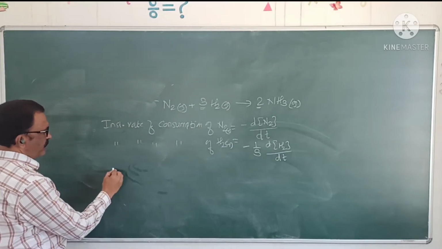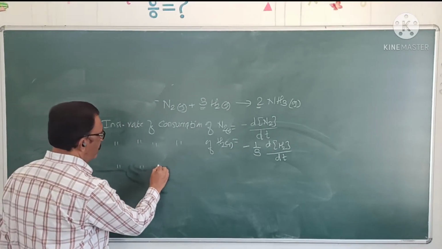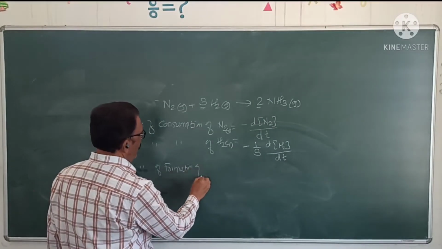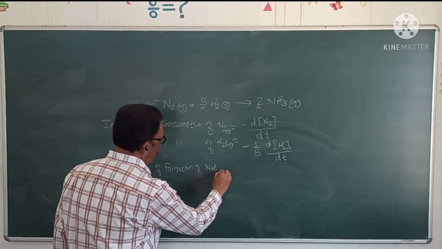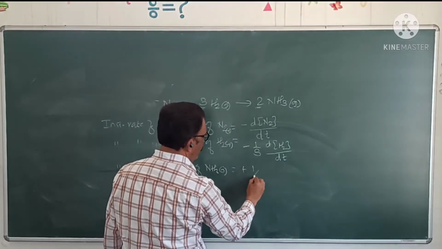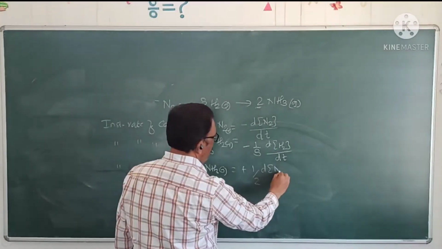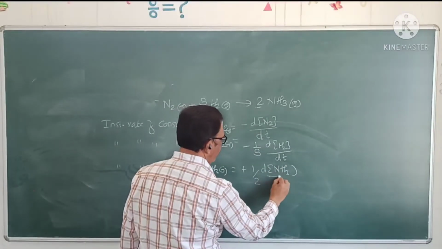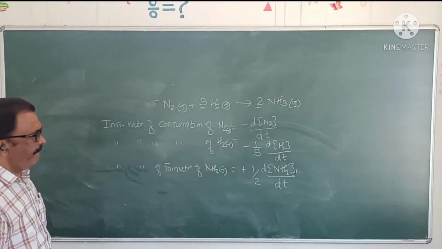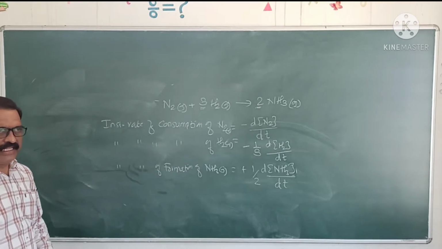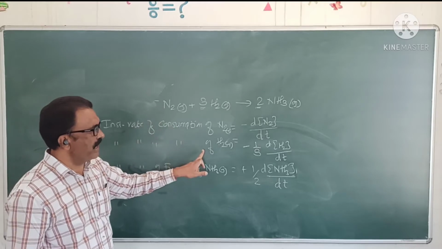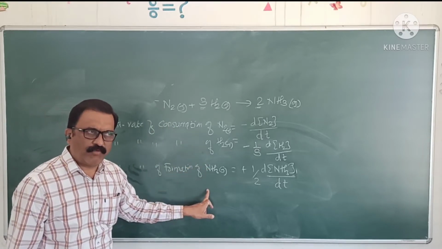Now, the instantaneous rate of formation of ammonia in the gaseous state is equal to plus 1 upon its coefficient 2 into del concentration of ammonia divided by the small change in time del t. Okay, these are the rates of reaction with respect to the reactants nitrogen and hydrogen and the product ammonia.